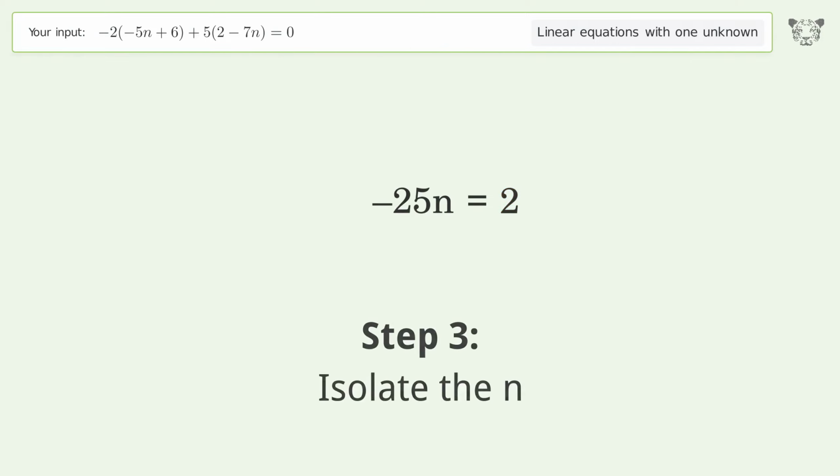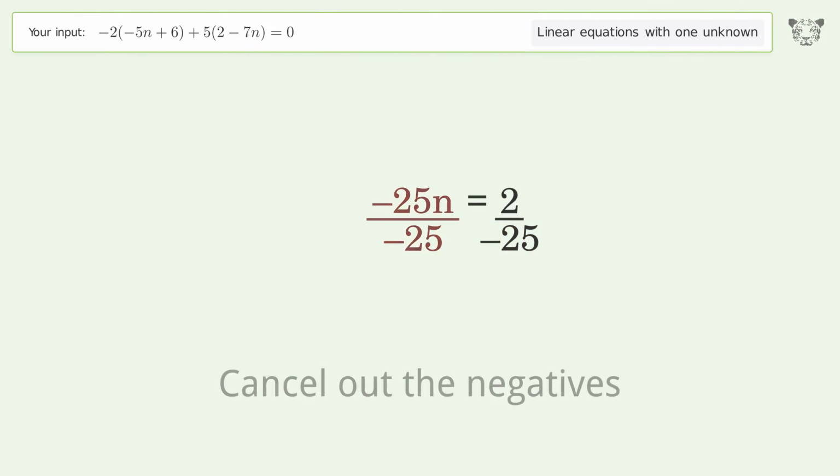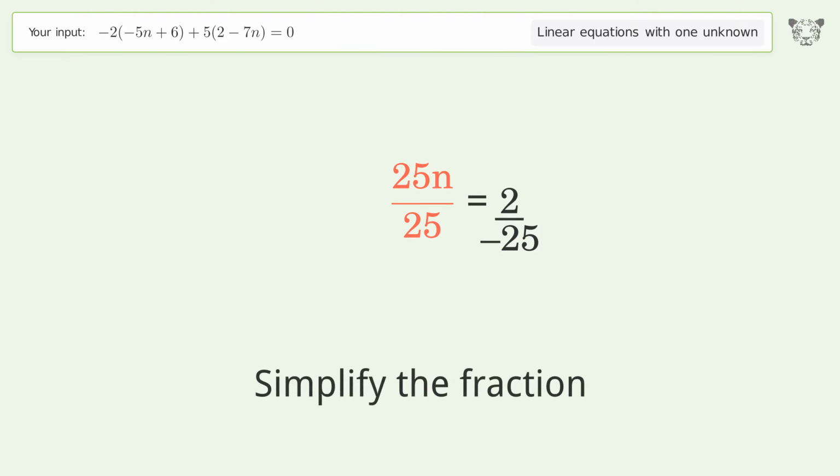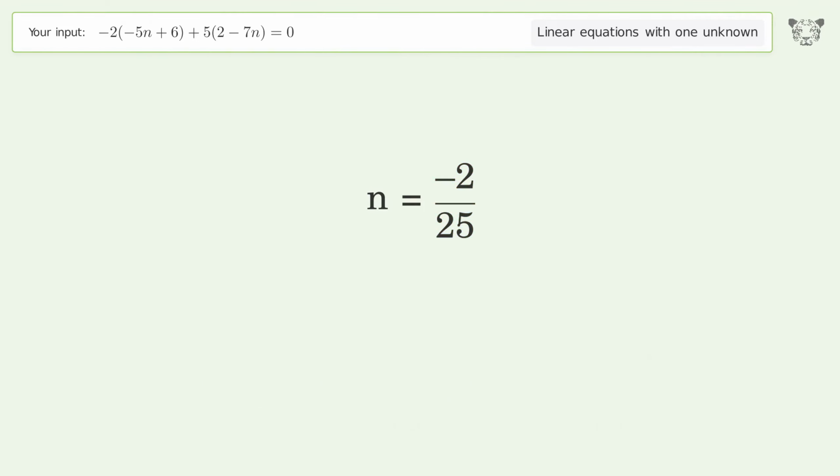Isolate the n. Divide both sides by -25. Cancel out the negatives. Simplify the fraction. Move the negative sign from the denominator to the numerator. And so the final result is n equals -2/25.